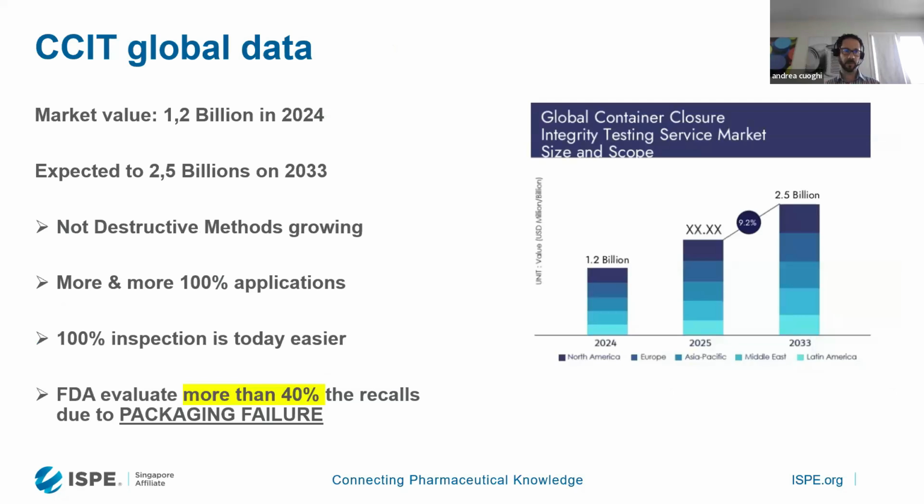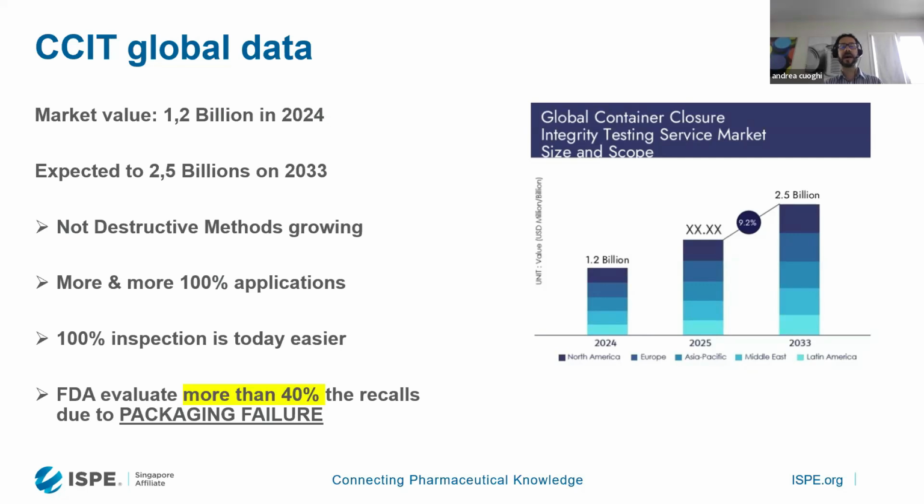Let's have an overview of the market of CCIT worldwide. Last year, we were speaking about 1.2 billion, but the forecast for less than 10 years is to more than double this value. So we can see from here how the market is growing.